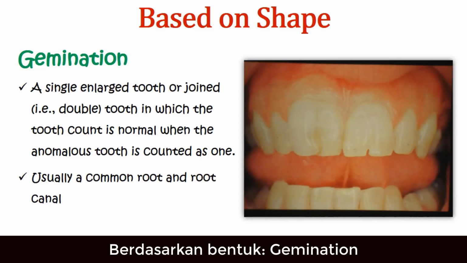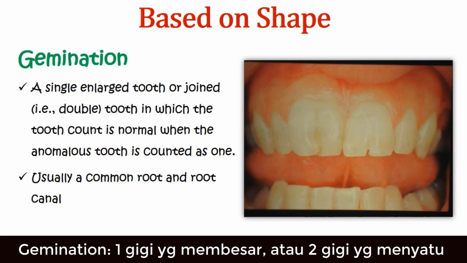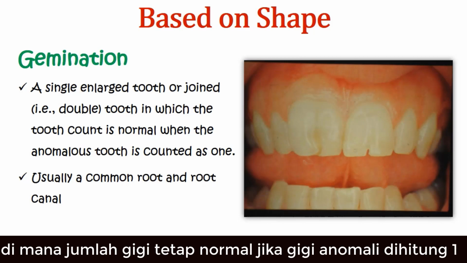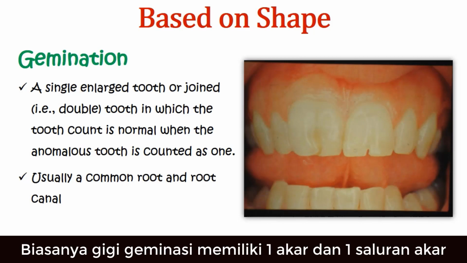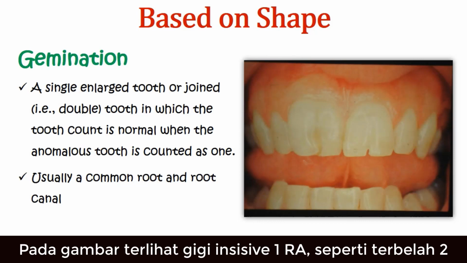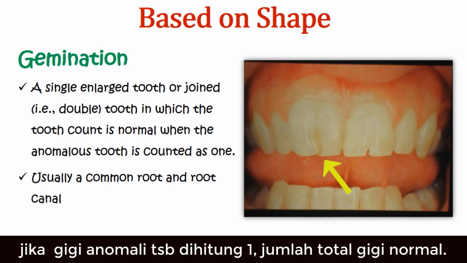Now based on shape. Gemination. A single enlarged tooth or joint tooth in which the tooth count is normal when the anomalous tooth is counted as one. Usually, a common root and a common root canal is present. In this figure too, the maxillary central incisor is notched as if it is trying to divide into two. But when we count both teeth as one, the total tooth count is normal.